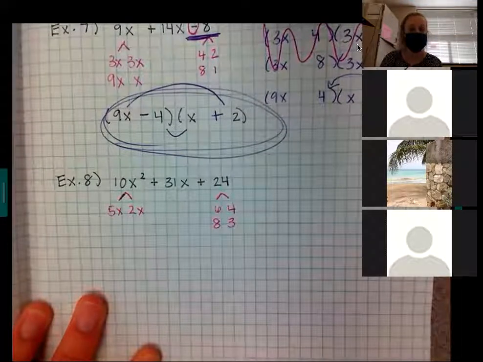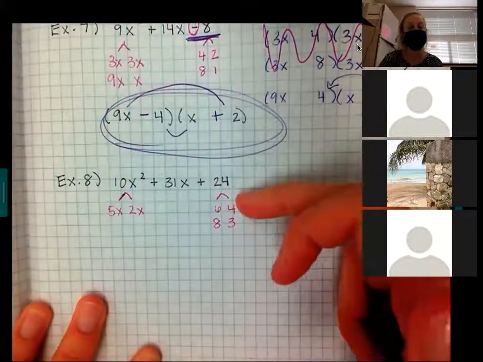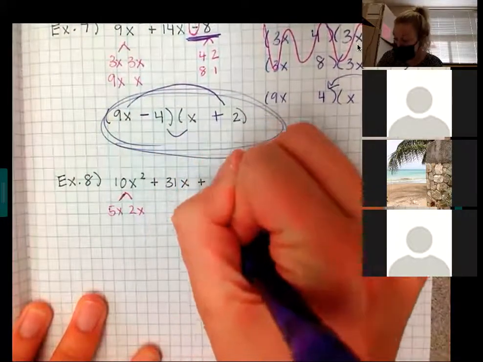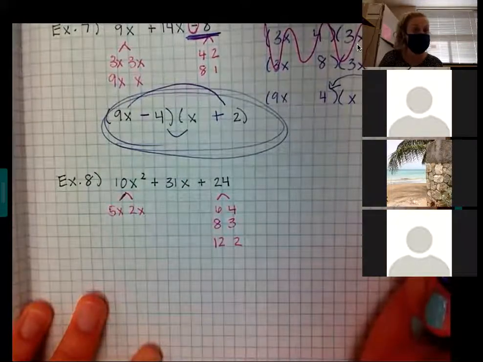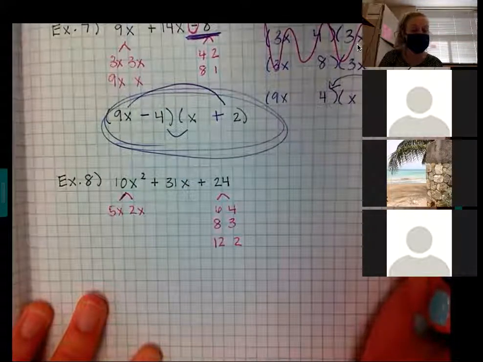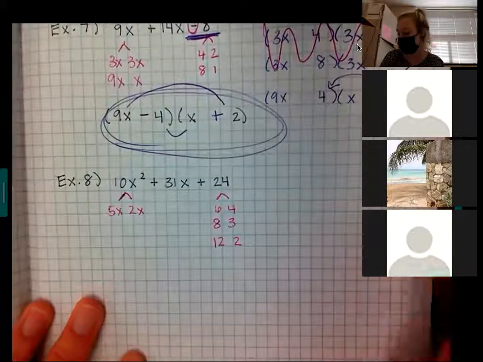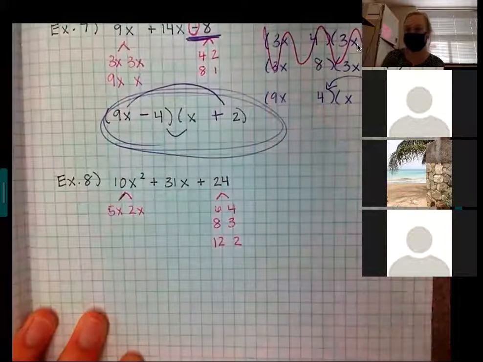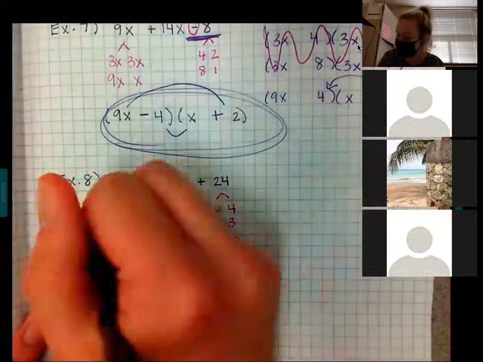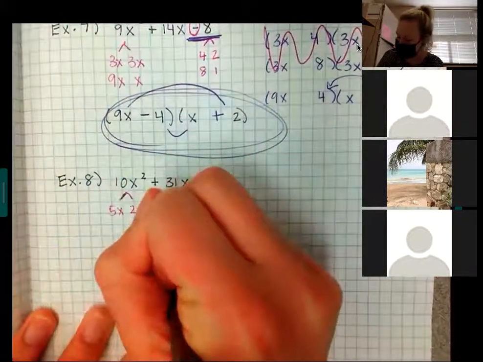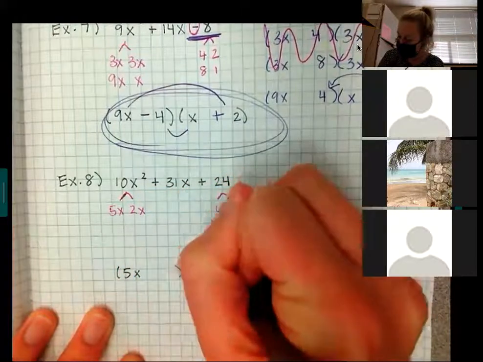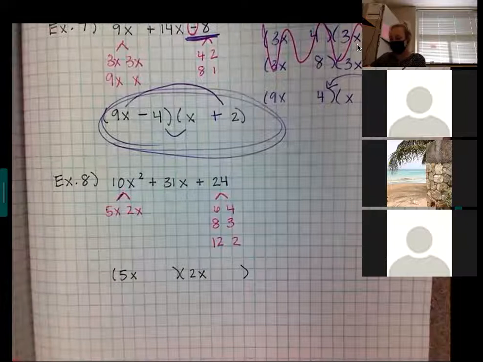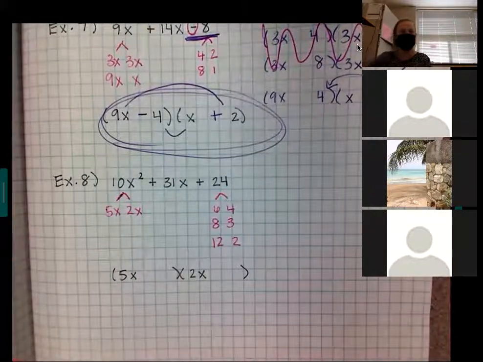So let's try the 5x, 2x, and the 6 and 4 first. And if that doesn't work, we'll go to 8 and 3. Then if that doesn't work, we'll go to 12 and 2. Okay? But I really think one of those is going to work because it can't be as hard as number 7. Number 7 is as hard as it gets. So let's try it. 5x and 2x. That should show y'all I'm confident because I'm writing in pen. What do we want to try first? Y'all said 6 and 4, right?